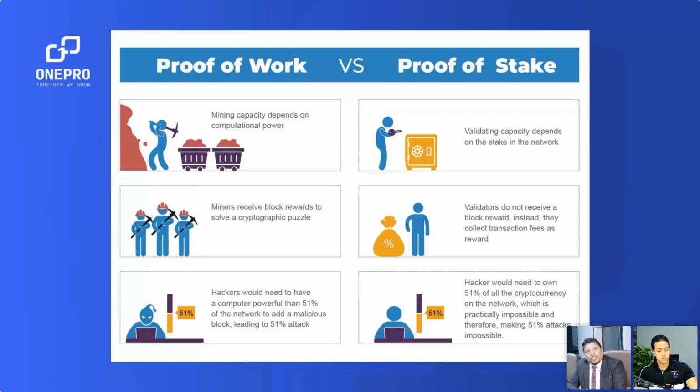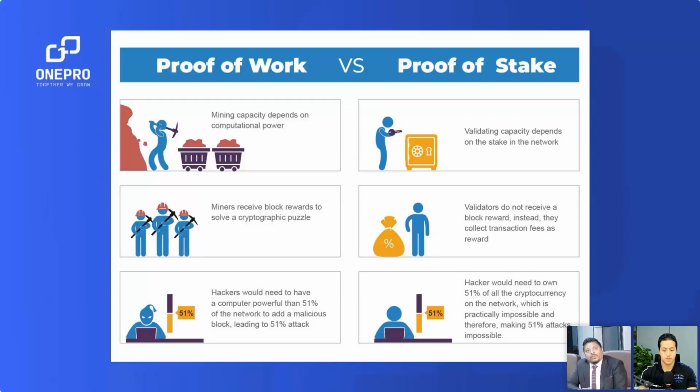And in proof of work, miners receive block rewards to solve a cryptographic puzzle. So basically, they're just validating the transactions, encryptions and decryptions. Now, in proof of stake, validators do not receive a block reward. Instead, they collect transaction fees as rewards. So if you have a wallet, you can do the staking, all right?